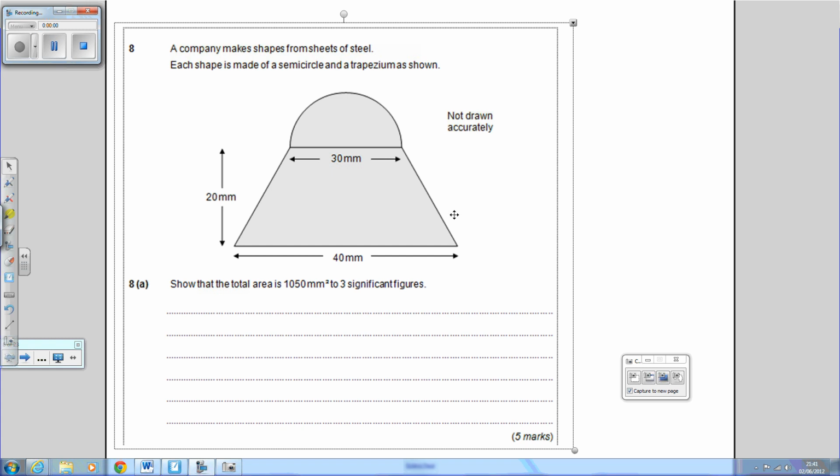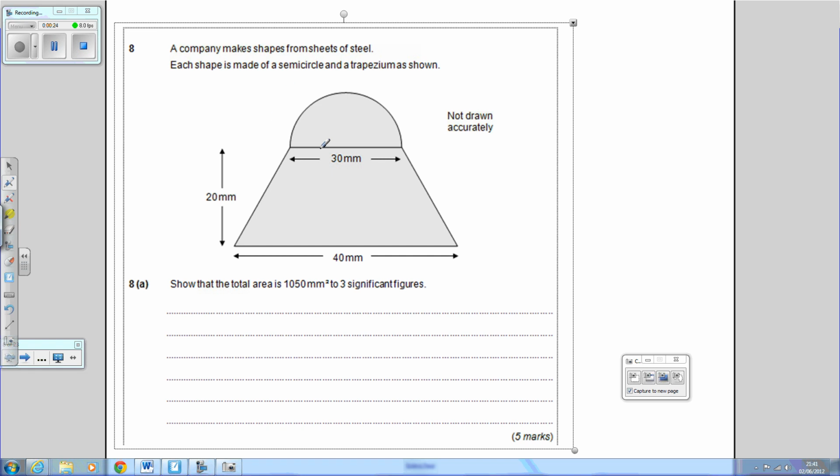Right, question 8. A company makes shapes from sheets of steel. Each shape is made of a semicircle and a trapezium as shown. Show that the total area is 1050 millimeters squared to 3 significant figures. So basically you need to find the area, round it to 3 significant figures, and hopefully we'll get 1050. And again, it's another 5 marks.